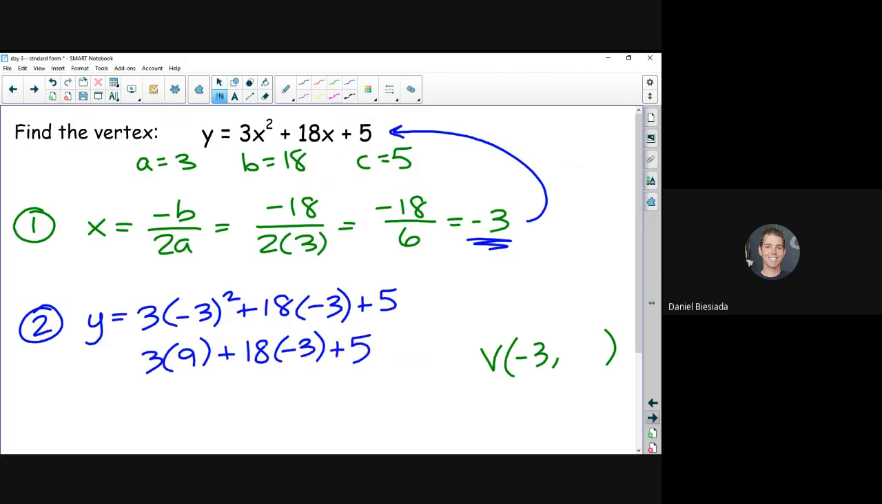And now I can go ahead and do some multiplying. 3 times 9 is 27. 18 times -3 is -54. And now I'm just adding those numbers together. 27 plus -54 plus 5 will give me a final answer there of -22.